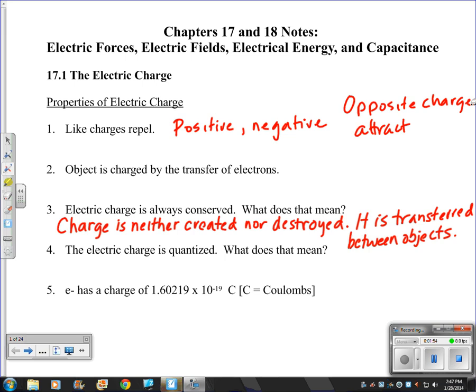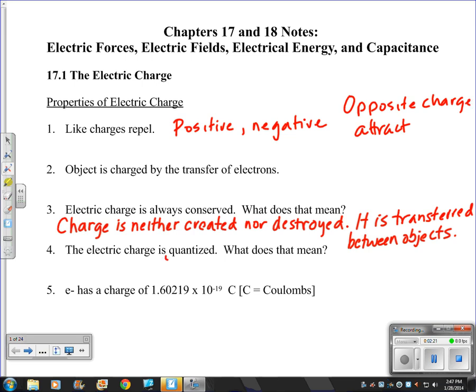Point number 4, the electric charge is quantized. What does this mean? Well, this really goes with point number 5, which is that an electron has a charge of 1.6 times 10 to the negative 19th coulombs. You cannot have a charge less than that. The least amount of charge that you can have is equal to the charge on 1 electron. And then you can have 2 electrons worth of charge, 3 electrons, 4 electrons, and so forth.